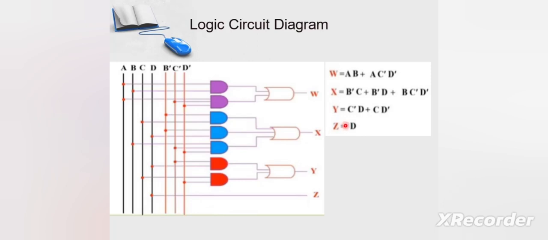For the K-map equation Z, Z equal to D. So here we will not use any gates. We will directly connect D, and we will get the K-map equation Z.